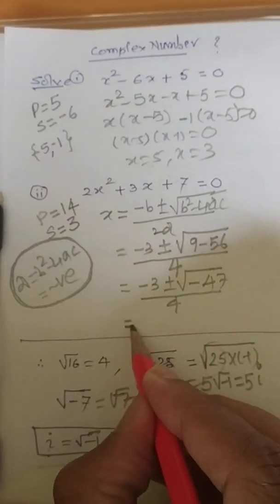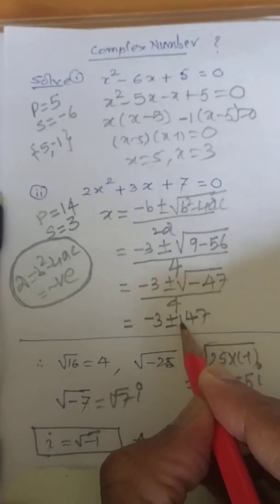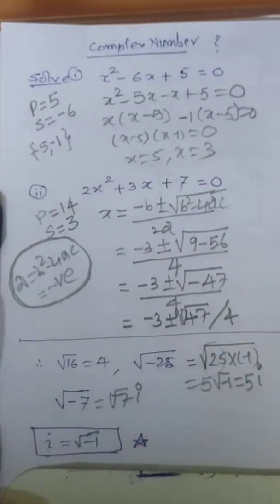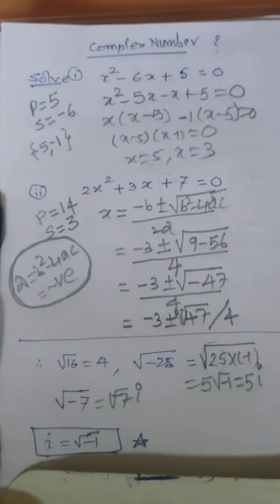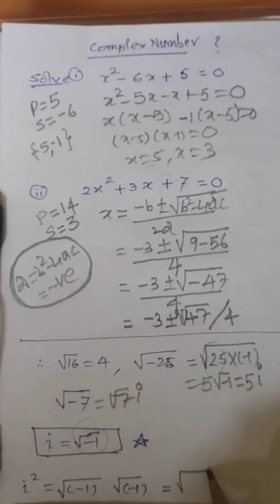Now here also this question can be written as minus 3 plus minus root 47 and I can take i in front, divided by 4, which is the solution. So this is a new concept which you should learn. Then the question arises, what is the value of i square? It will be nothing but root of minus 1 into minus 1, that is 1, and you will get 1.